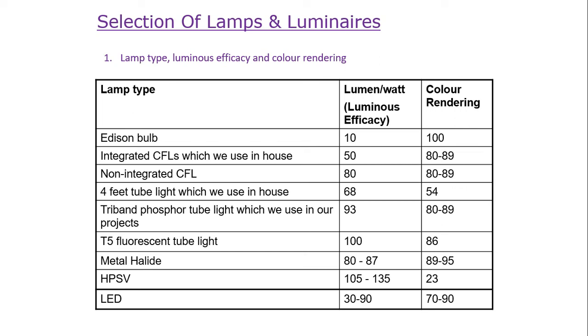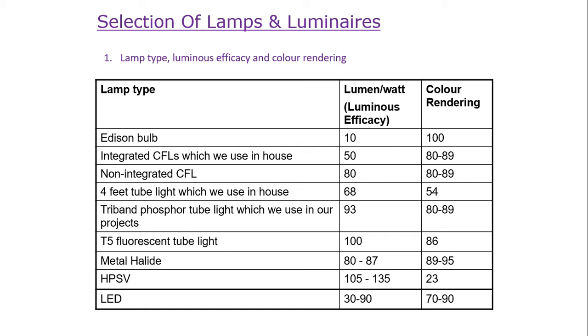Color rendering means the actual color that we can see based on the light. The actuality of a particular object can be seen through this color rendering, which is called the CRI index, which we'll be seeing in the forthcoming slides. So the Edison bulb, which was introduced very early, had a luminous efficacy of 10, but it had a color rendering index of 100, that is the maximum.